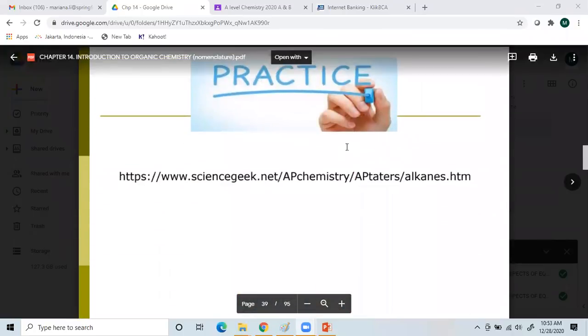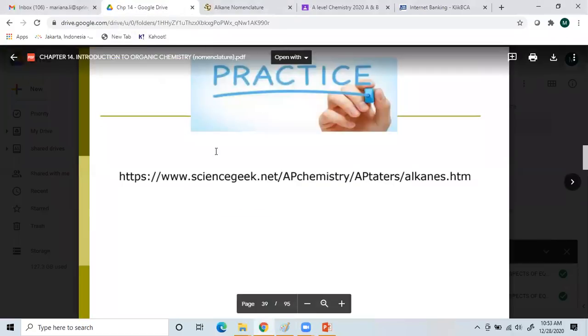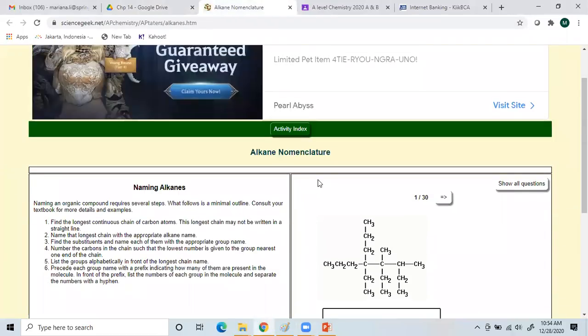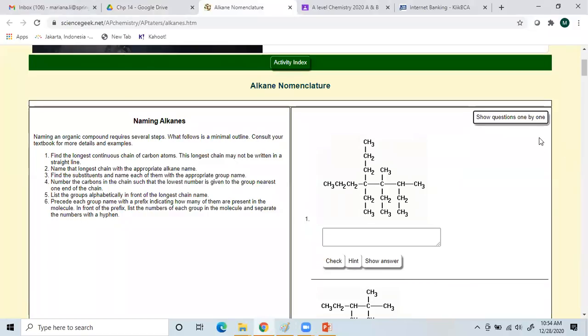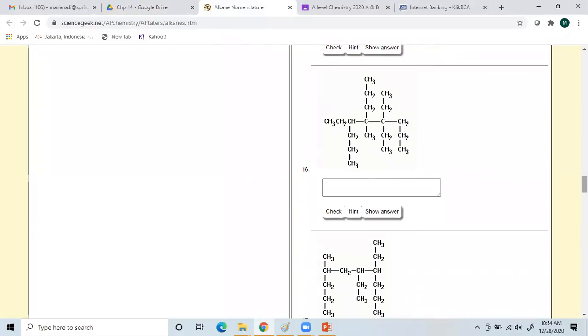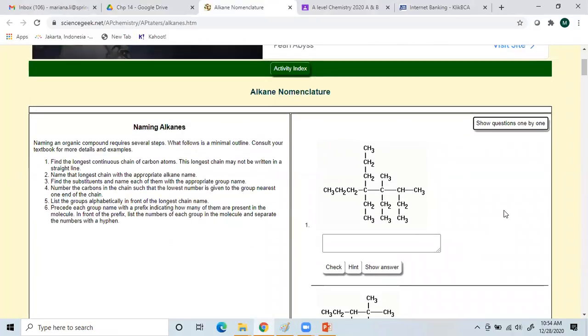Okay, next, I'd like you to try to open this link. sciencegeek.net. Just click this. Okay, you can see that there are several questions regarding alkene nomenclature. You can show all the questions or show questions one by one. There are 30 questions here. You can try to solve these problems. I will give you one example.